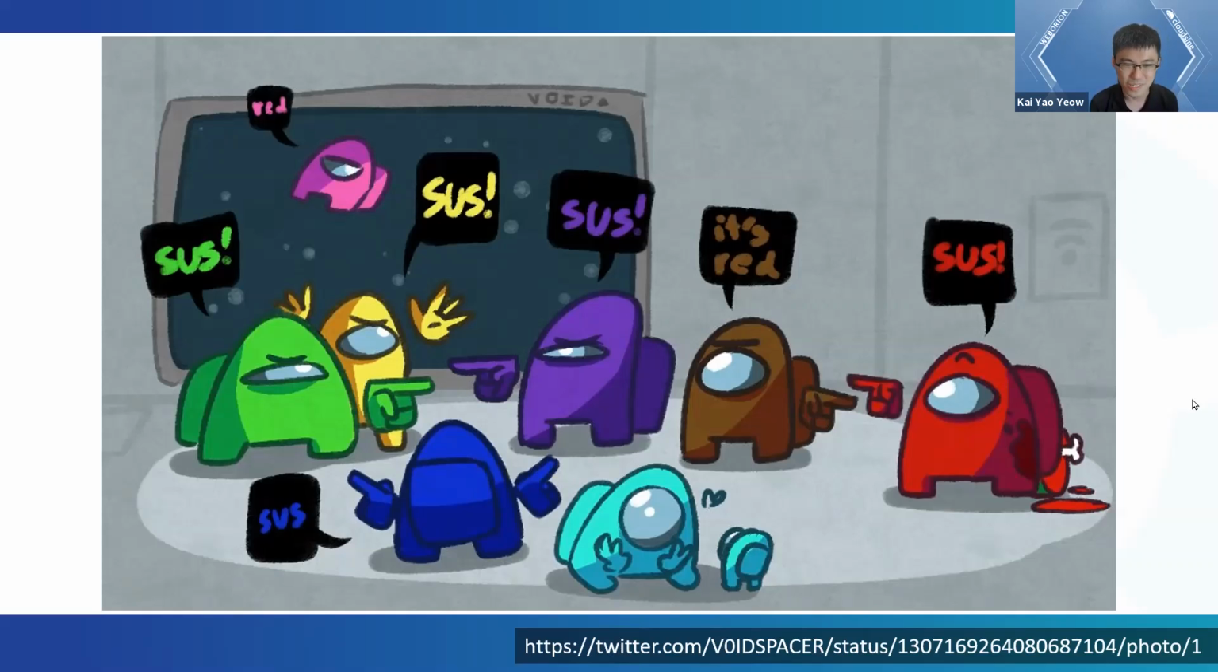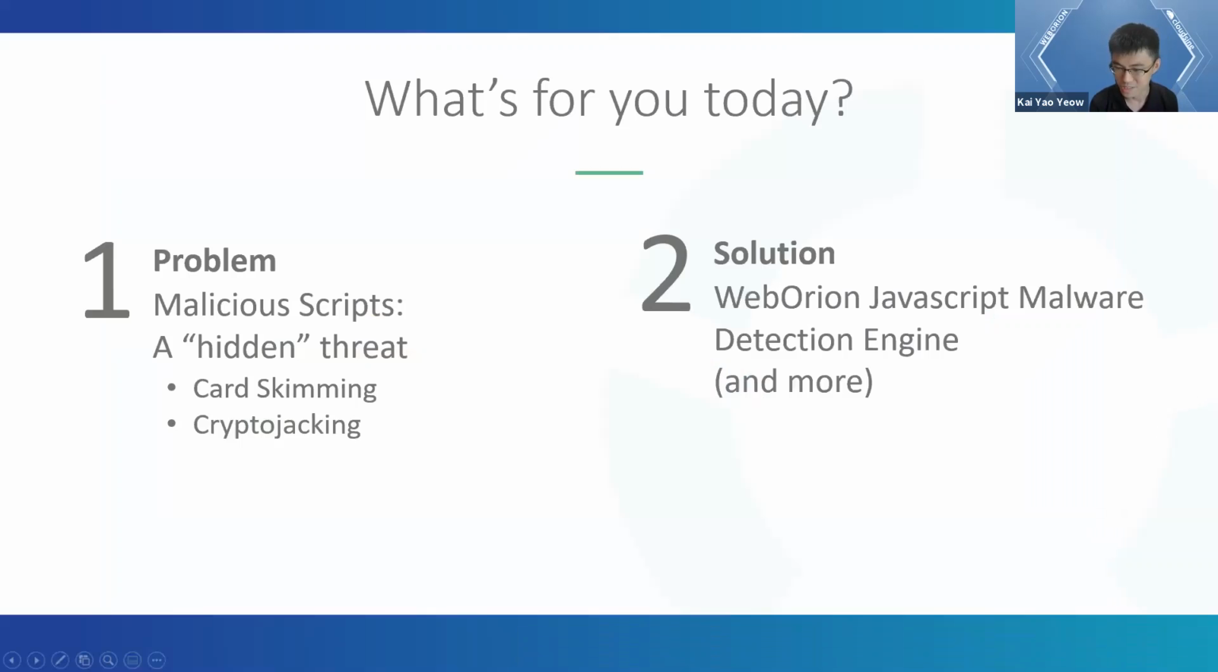So this brings me to what I want to talk about today, which is the kind of threats we're talking about: malicious scripts. Such scripts are what we call a hidden threat. You don't see them when you just visit the page. They are running in the background of the page. Some examples are card skimming scripts and cryptojacking scripts. And then after that, I'll talk about our WebOrion JavaScript malware detection engine.